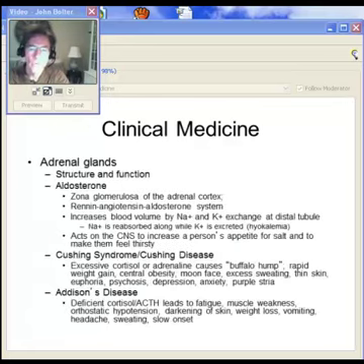And your adrenal glands, they play a role. You need to know the structure and the function of it, the aldosterone, a little bit about what it actually does. Cushing syndrome is always asked. As far as I know, it's always there.